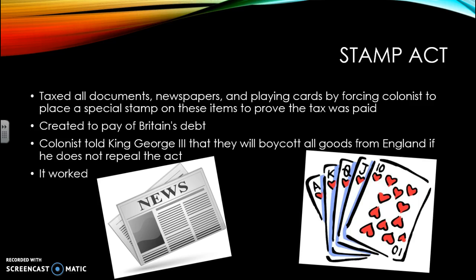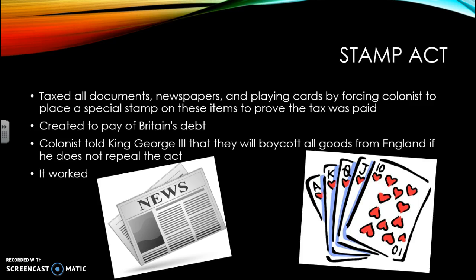The Stamp Act. King George III also put a tax on paper. He taxed all documents, newspapers, and playing cards, and he forced the colonists to pay a special tax, and they had to put a stamp on it to prove that they had paid. So anything printed, they had to pay this tax on. Again, it was created to help pay for the French and Indian War.